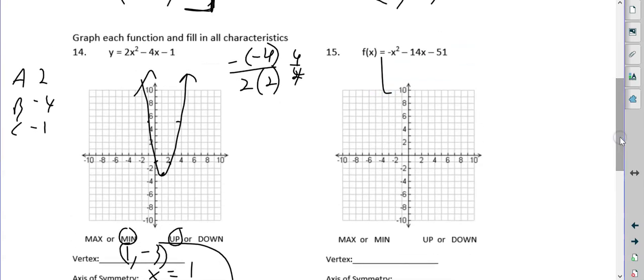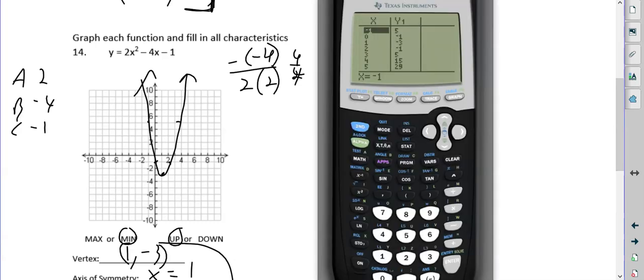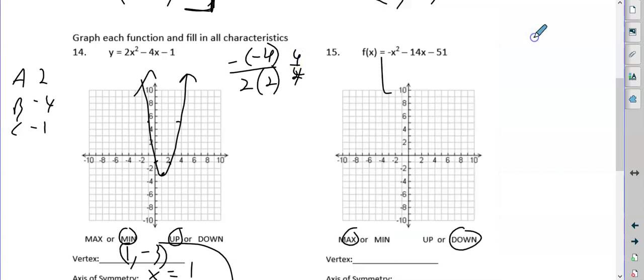Got a -1 here. So it is going to have a maximum and it's going down. All right. So we're going to put that in the calculator. First thing, go to y equals, hit clear. Negative x squared minus 14x minus 51. Hit graph. Okay. So over like, -7, -2, -8, -2. Go to the table. Let's confirm with this. So A, B, C, -1, -14, -51.